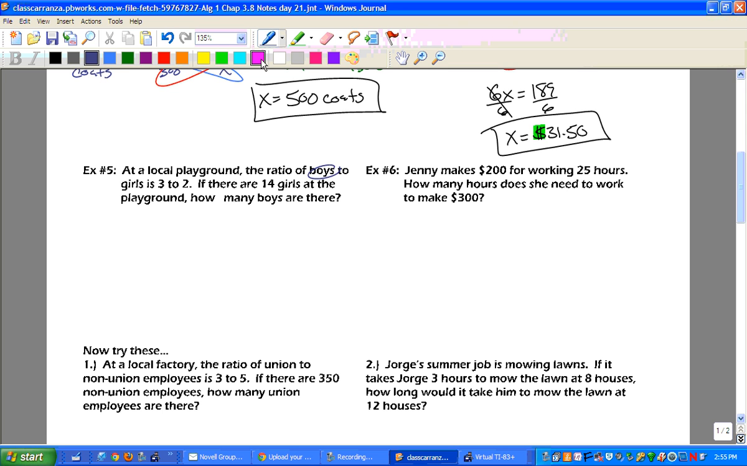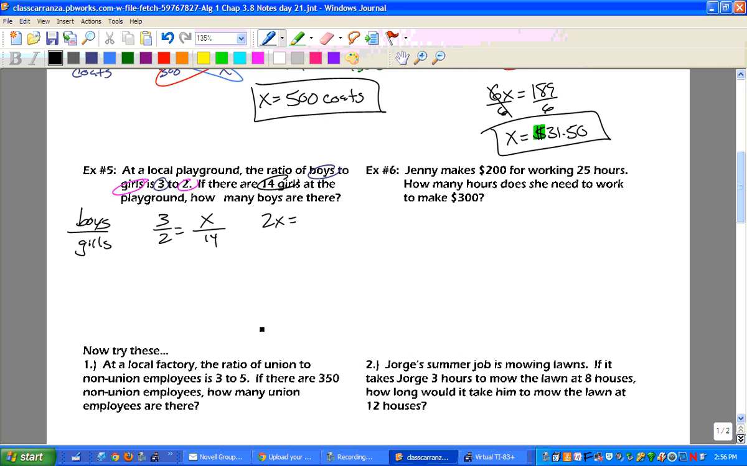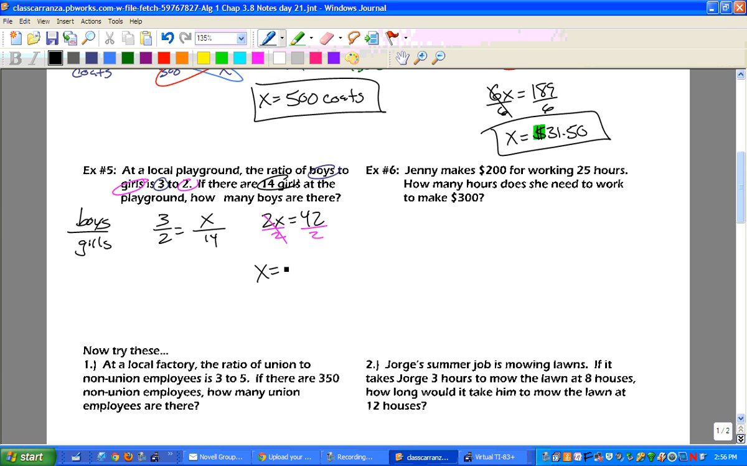Okay, we have boys to girls here. So boys to girls is 3/2, and that equals x over 14 girls, and they want to know how many boys that is. Do your cross multiplication. 14 times 3, just to double check, is 42. Divide both sides by 2. X equals 42 divided by 2, 21, and that's 21 boys.